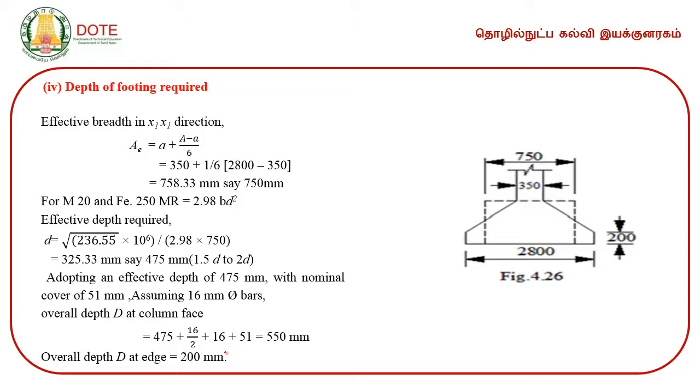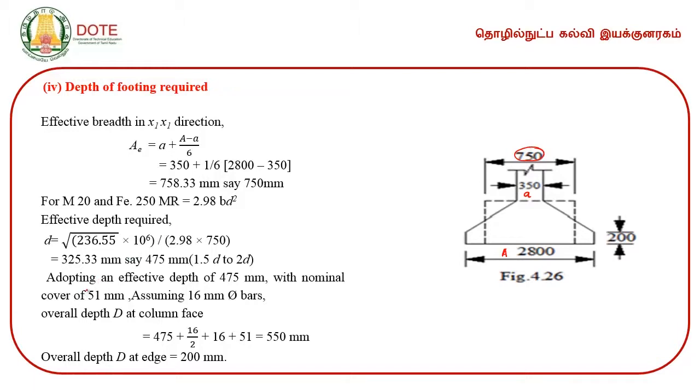And the depth of the footing required: for the sloped footing, the effective breadth in the x1 direction we have to arrive at. From the general design procedure, this is equal to A plus (A minus a) by 6, where A is the footing length and a is the column dimension. So, 1/6 of this difference. That is equal to 750 mm, and this is the effective breadth, 750 mm.